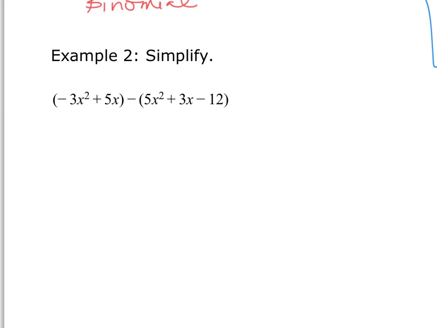So, real quick, don't write this down. I just want you guys to read. So, we're going to simplify. And to simplify, I'm going to rewrite these so that they're stacked.